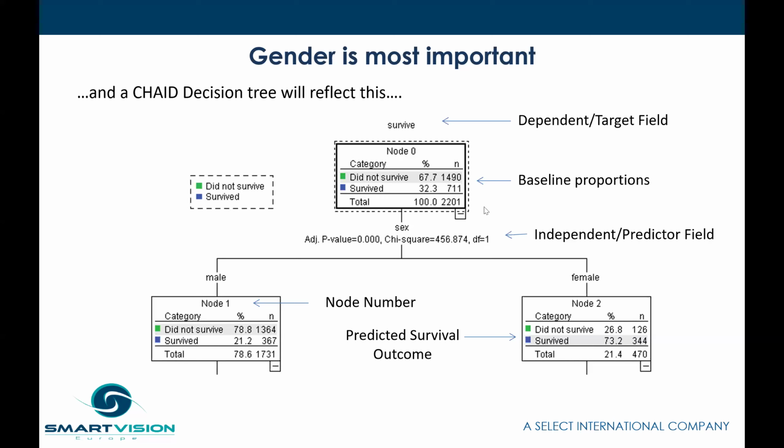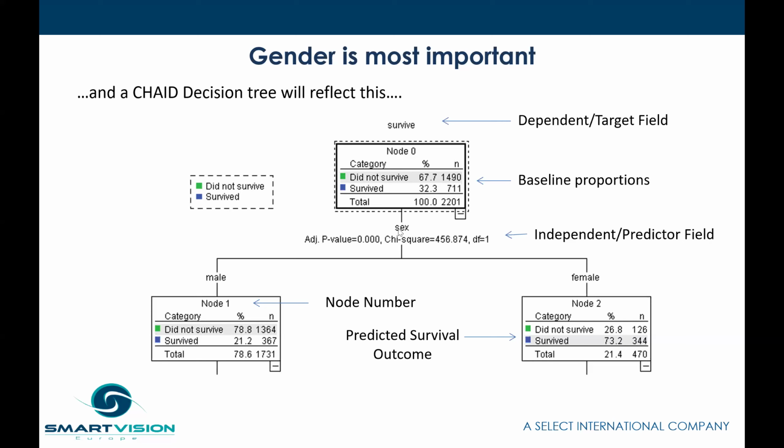And it starts off with what it calls the dependent or target field. That's the thing that we're trying to explain, which is whether people survive or not, which we can see up here. It always shades the larger group. It says the larger group did not survive, 67.7%. The baseline survival rate was 32%. That's 711 people of 2,201 passengers survived.